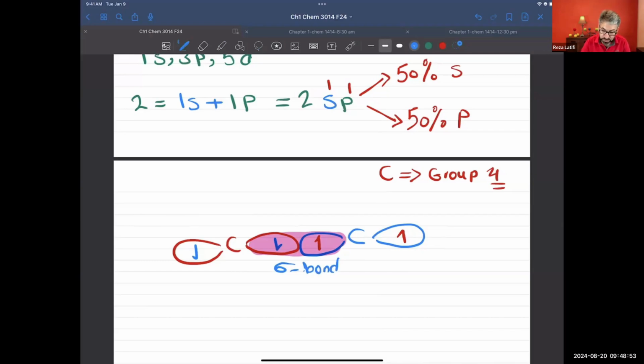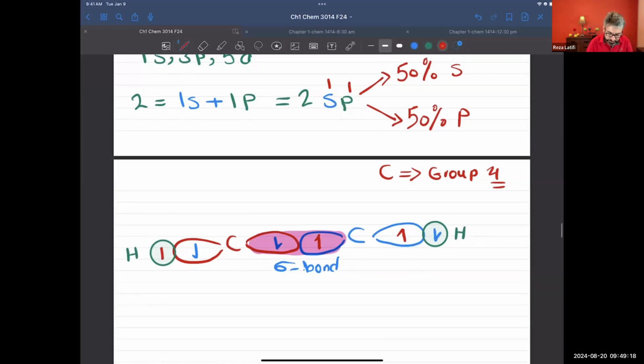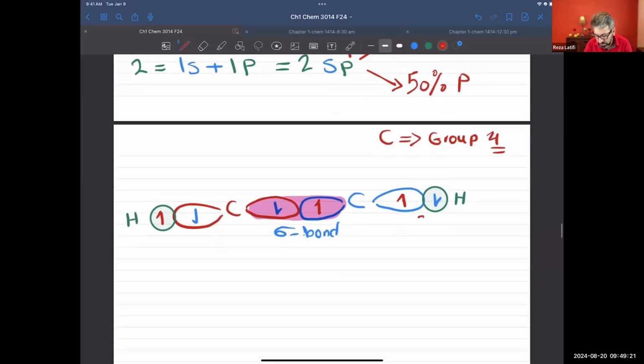Okay, what are the hydrogens? We're going to put the hydrogens here. 1, and that's going to be the second hydrogen. Let me use the same color for both of them. Hydrogen, hydrogen. Hydrogen will have opposite spin. Okay, again, we got a sigma bond, and that's going to be another sigma bond.